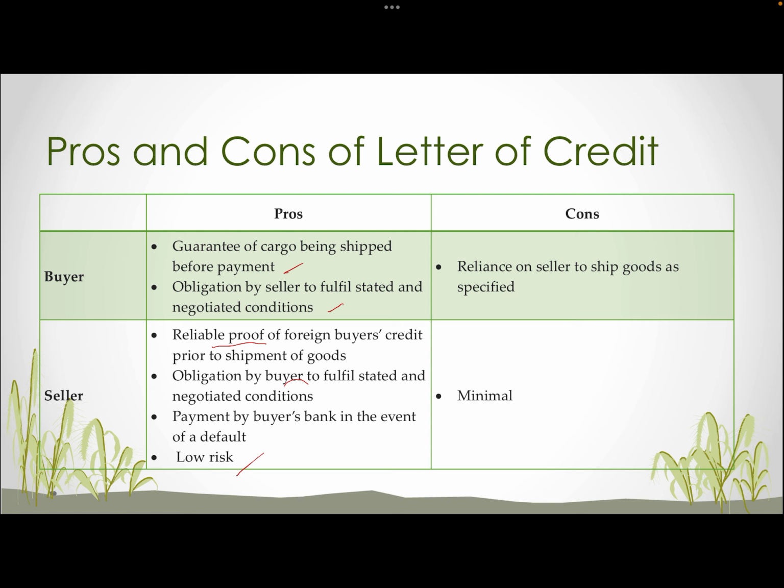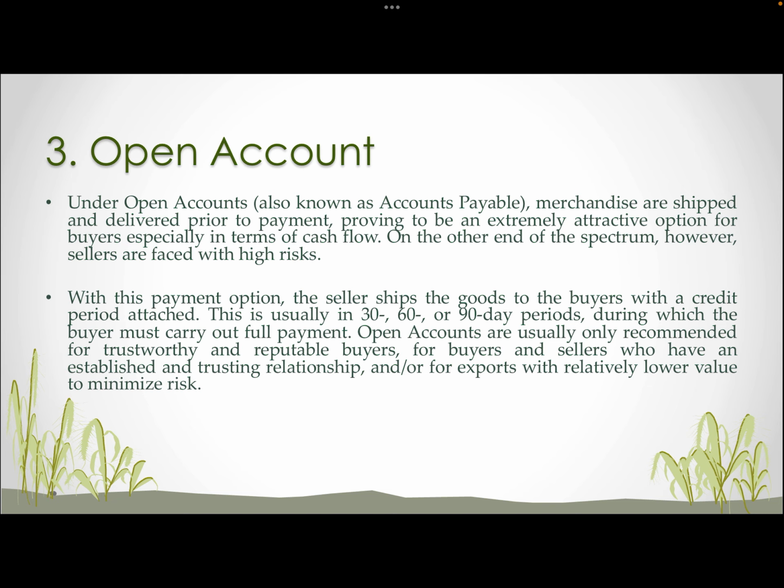Then let's look at the next type of payment, which is open account. Under open account, also known as accounts payable, merchandise is shipped and delivered prior to payment, proving to be an extremely attractive option for buyers, especially in terms of cash flow. On the other end of the spectrum, however, sellers are faced with high risk.